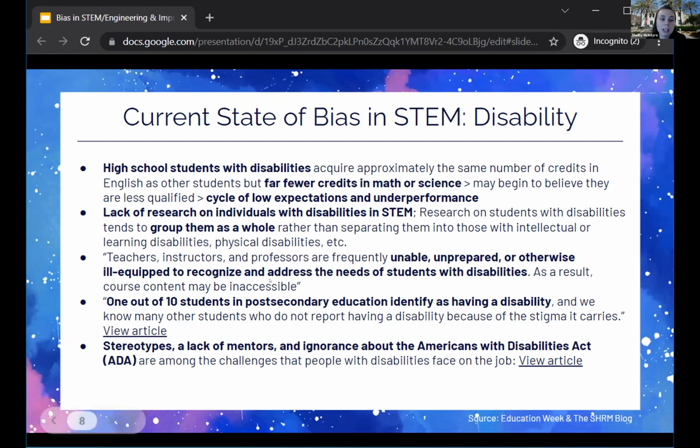And so in general, teachers, instructors, professors felt underprepared or ill-equipped to recognize and address the needs of students with disabilities. And 1 out of every 10 students in higher education identify as having a disability. So it is a big group that we are not serving as well as we could, or that we are causing to leave STEM fields. And then in terms of once people graduate and enter the field, stereotypes, lack of mentors, and ignorance about the ADA are among the challenges that people in STEM fields with disabilities face in the field.